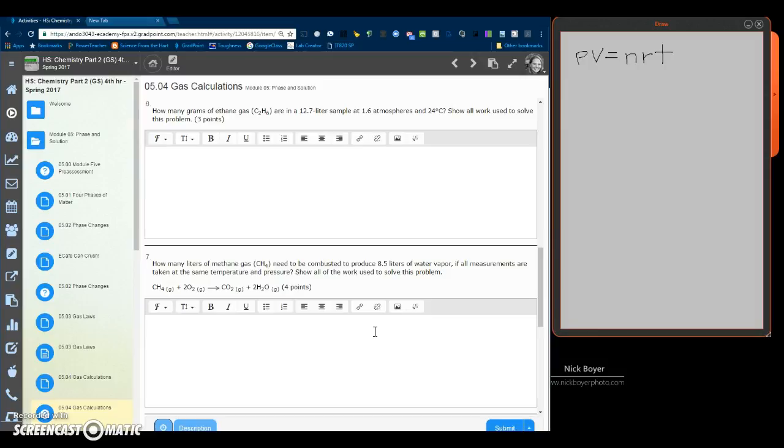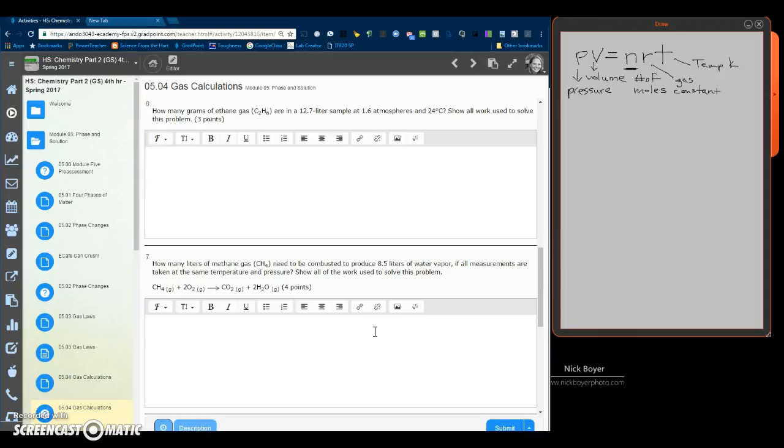All right, and then in this case, because it's asking me for how many grams of ethane gas is going to be produced, we are going to be dealing with the moles. Okay, let's go ahead and label those real quick. This is going to be P for pressure, V for volume, N is the number of moles of the substance, R is the gas constant, and T is going to be your temperature in Kelvin.